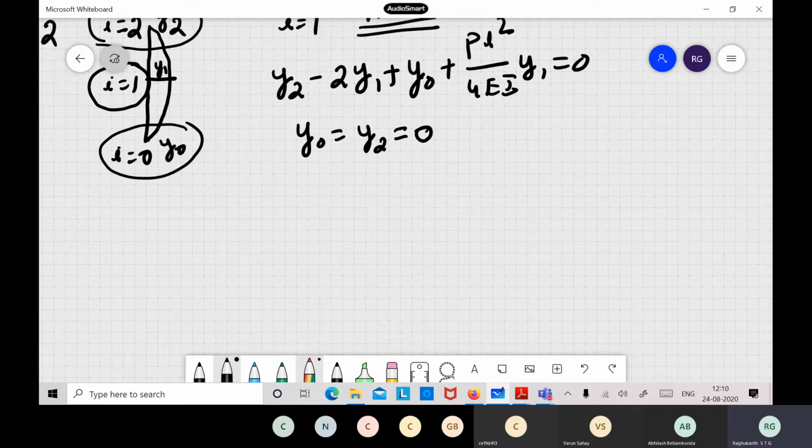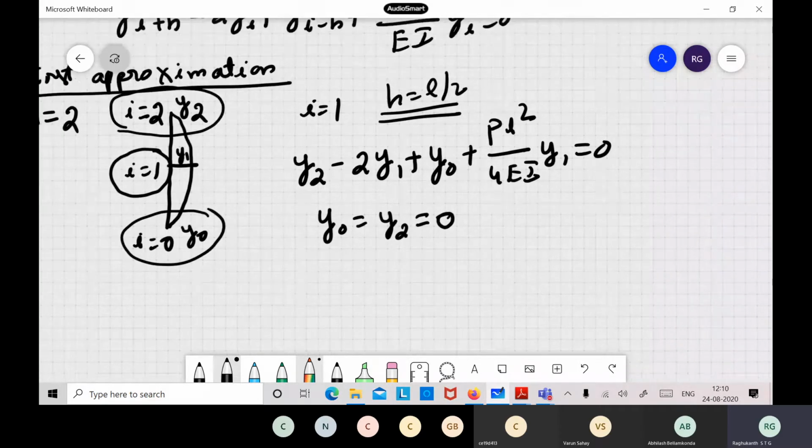Suppose the ends are fixed, what do you try to do? See, now we are doing it for simply supported. Suppose the end is fixed, then what will be the boundary condition? For fixed ends, the displacement will again be zero, so y0, y2 is 0. Then, because the end is fixed, the slope also has to be 0, that's dy by dx.